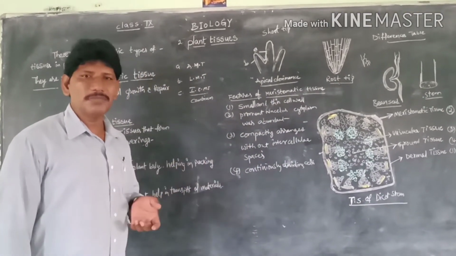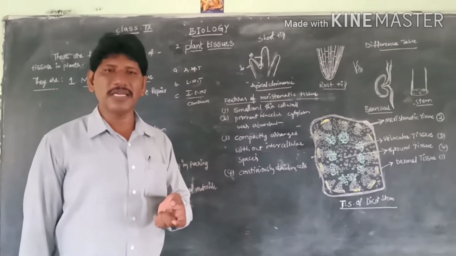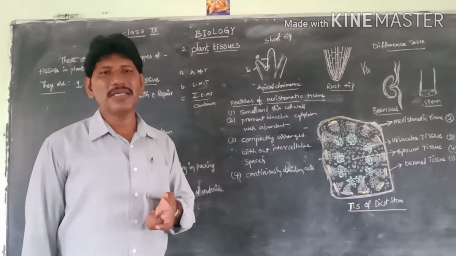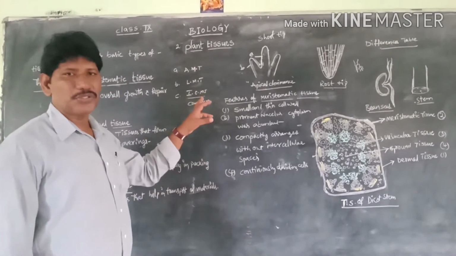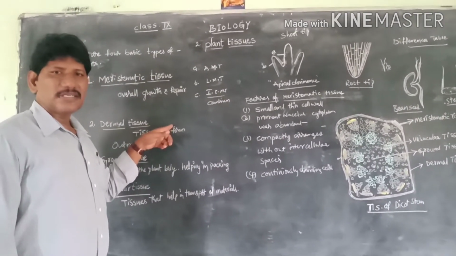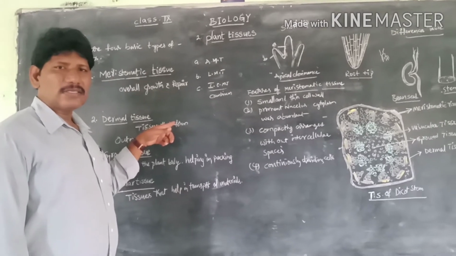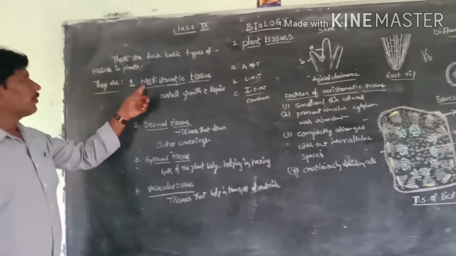First of all, what do you mean by tissue? Tissue is nothing but a group of cells which have a similar structure and similar function. That we call a plant tissue. Based on the functions of plants, the tissues are mainly of four major kinds.